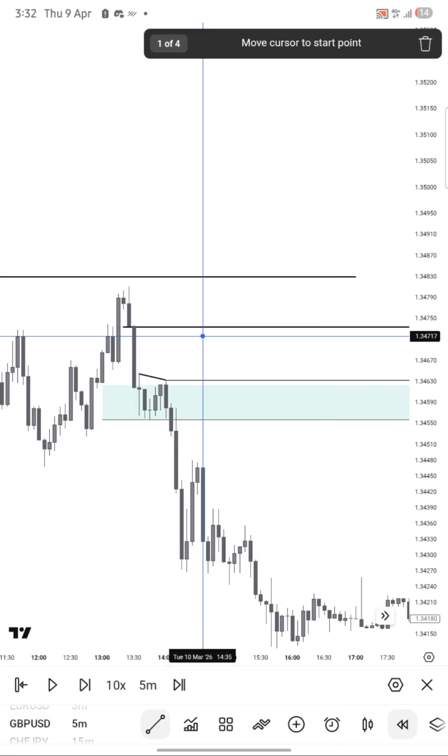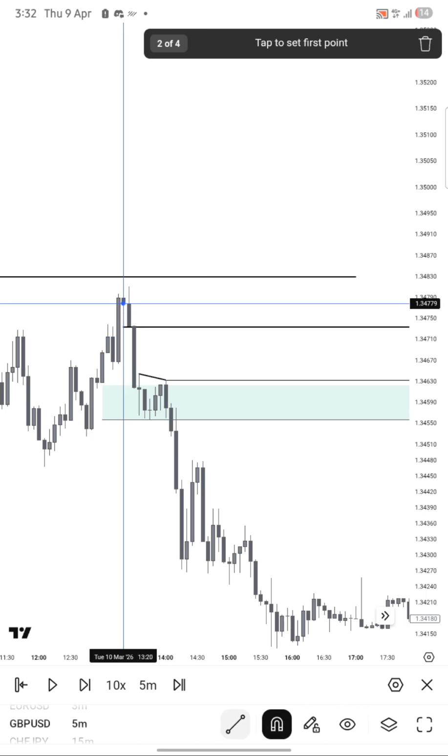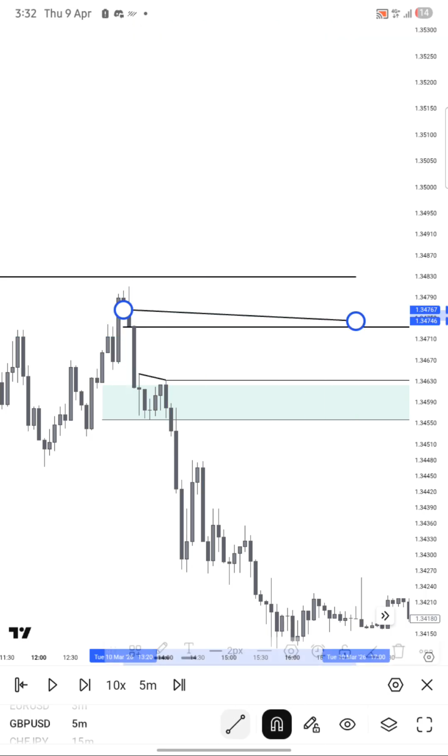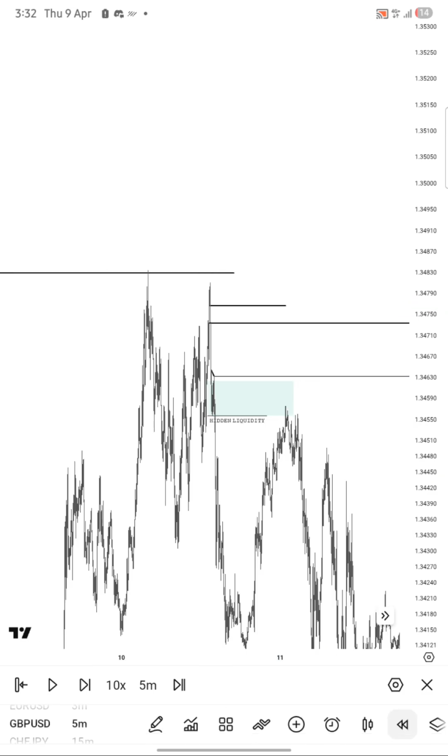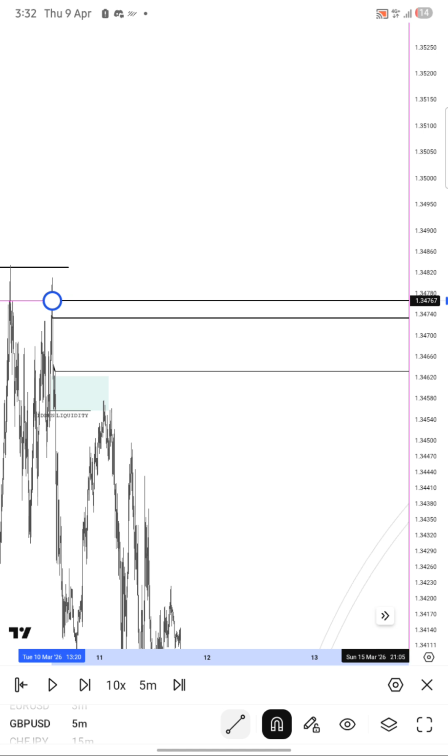Since this is a 5-minute time frame, we will be using this level as a key level. Okay, this is going to be our selling key level. We will be refining it into a higher time frame point of view.